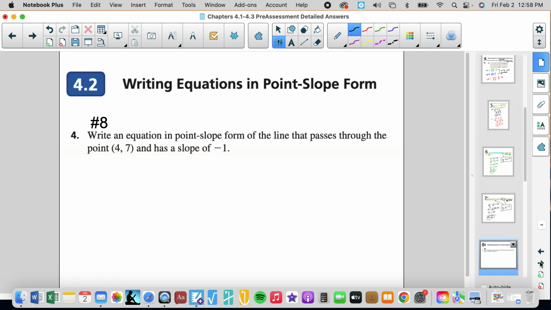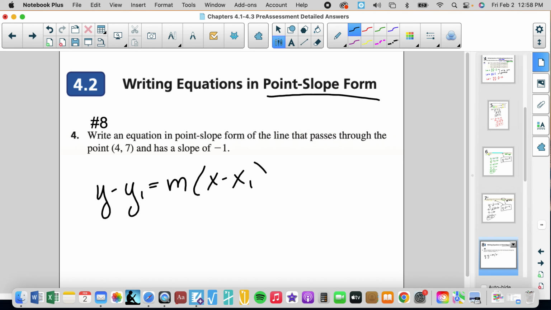Now we're going to jump back to 4.2. I know that's a little confusing, but we're going to jump back. Now we're dealing with point slope form. Point slope form is this lovely formula. The way that you might want to remember this is, remember slope equals y sub 2 minus y sub 1 over x sub 2 minus x sub 1. So we see those tenets in there.